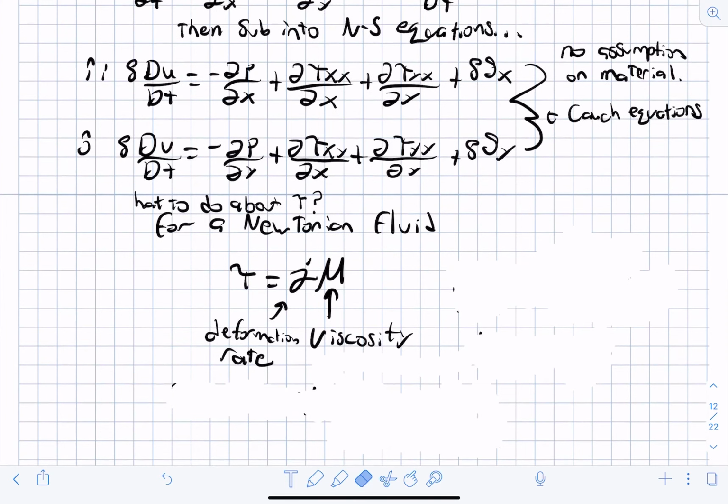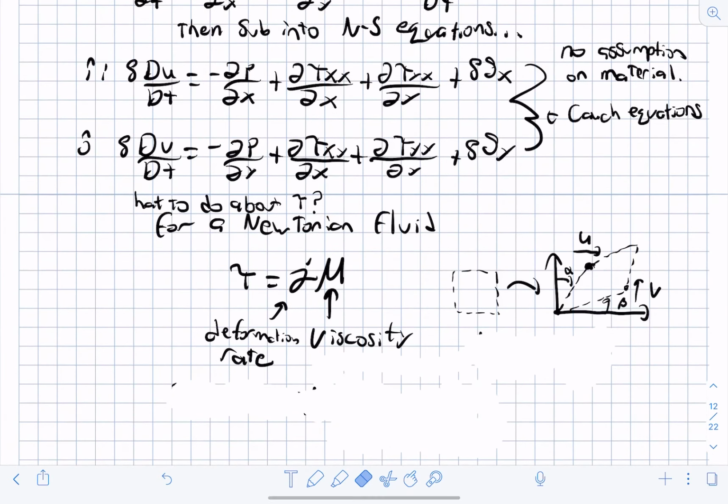And recall that what this really comes from is, if we have our nice square fluid element and we apply a shearing motion to it, the sides of the element are going to rotate inwards. This point here is moving to the right at velocity u, and this point here is moving up at velocity v, and so the strain rate is really related to the rate at which this angle is changing. Alpha and beta are changing with respect to time.